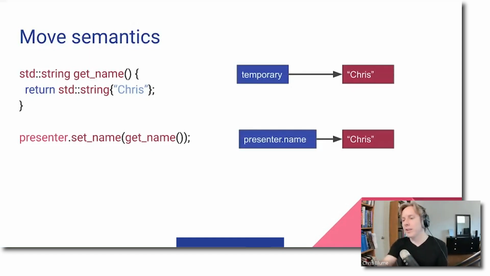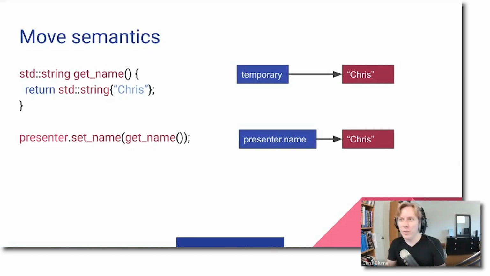So here's an example. There's the temporary blue box, and it has a pointer to its buffer that it had to allocate. And then it has all the unique characters inside its buffer. And then when we make a copy of it, inside presenter.name, we're going to allocate a new buffer and copy every single element over. And that's kind of expensive.